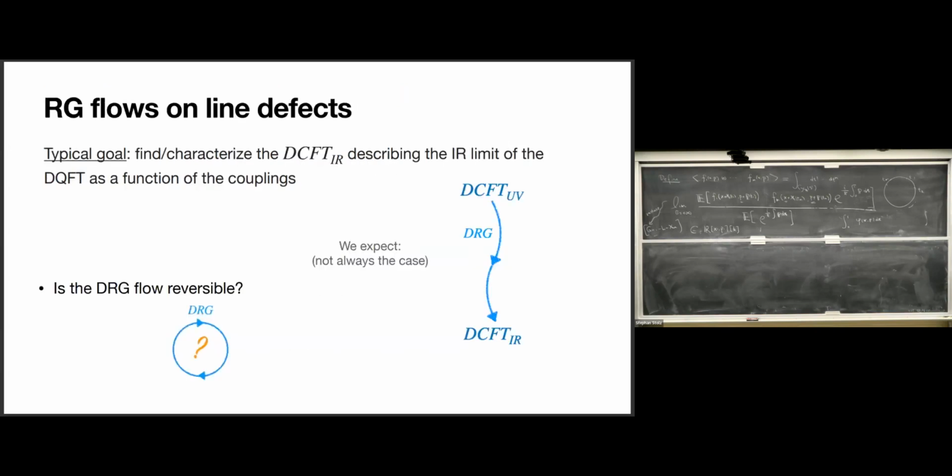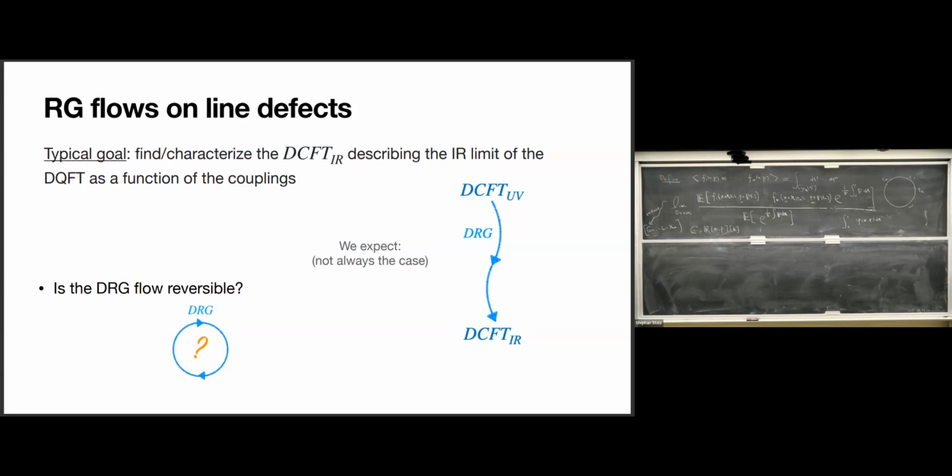And a typical goal that people are interested in would be, in analogy, to find or to characterize the DCFT in the infrared. So imagine I start with some DCFT in the UV and I turn on an RG flow on the line. And I can ask, what is the DCFT in the infrared that I expect to have? Now, this is not the most general situation. In fact, it does not always happen. I will also show an example in which this does not happen.